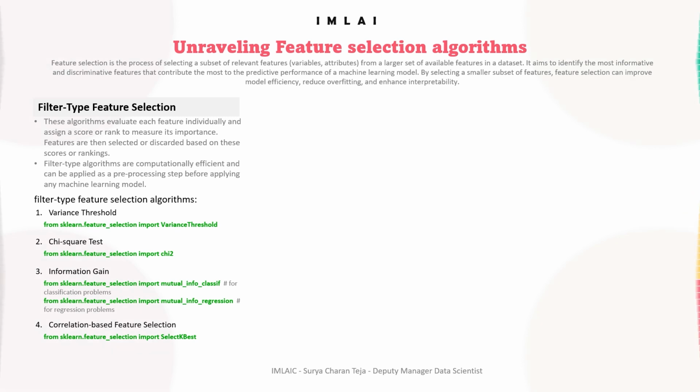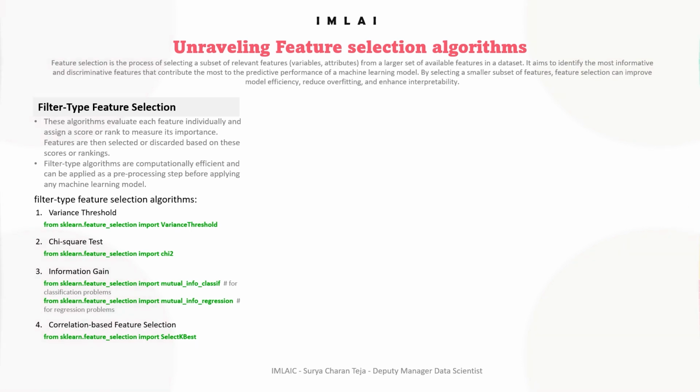We call it select k-best, and this is what we use. So these are the libraries that provide filter type feature selection algorithms: scikit-learn, of course, with select k-best, select percentile, or feature selector, or scipy, and many more.